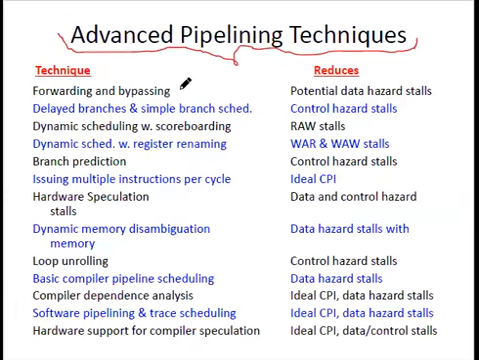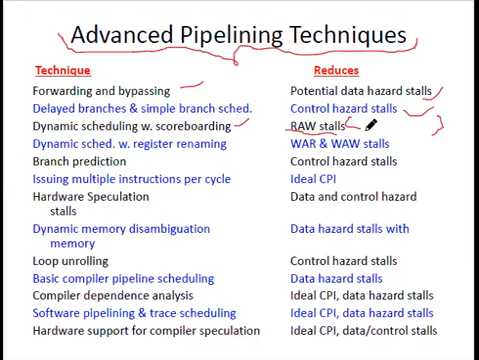The first technique is forwarding and bypassing. This reduces potential data hazard stalls. Then we have delayed branches and simple branch scheduling, which is also known as branch prediction. This reduces control hazard stalls. Then dynamic scheduling with forwarding. This addresses RAW stalls, which are read after write stalls, and read after write stalls are part of data hazards.